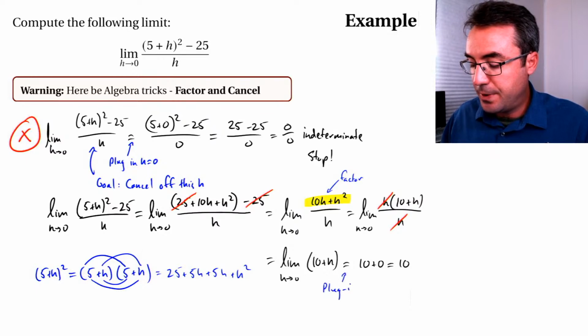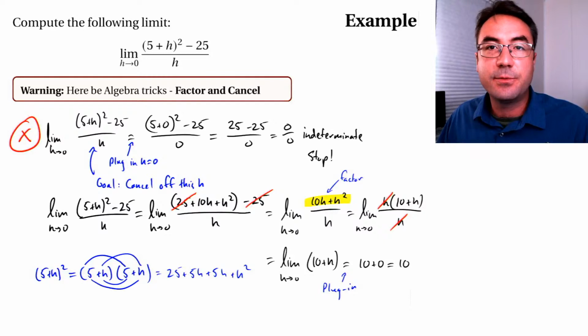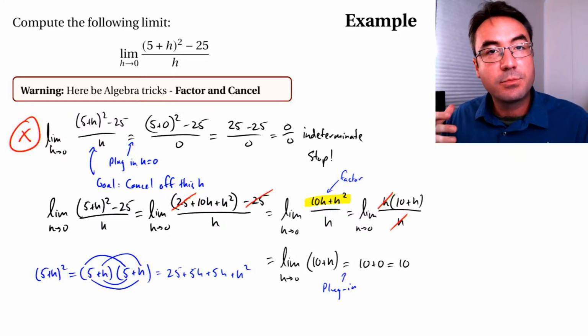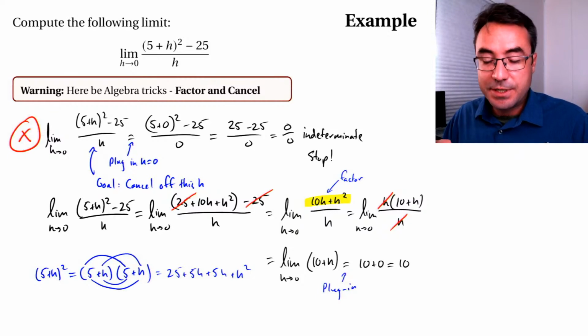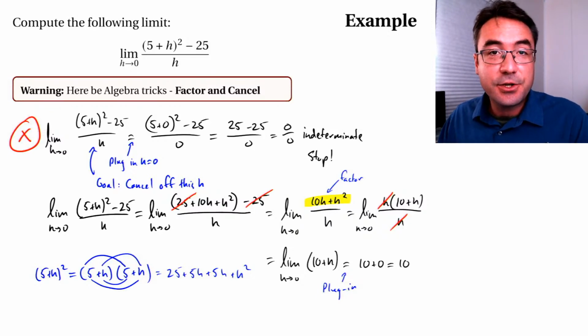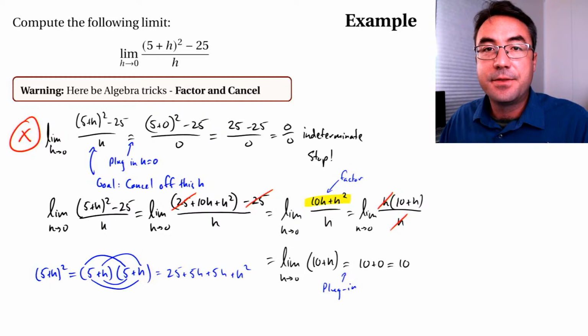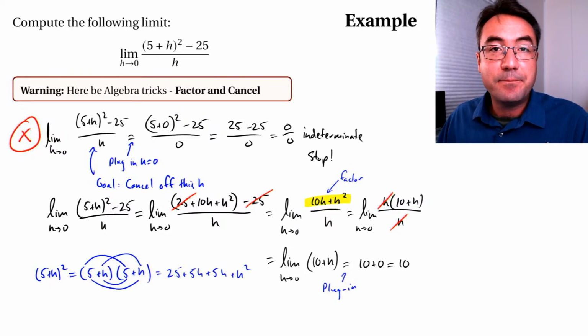So here we're just plugging in. As soon as we do that canceling, the very next thing we try is just plug in and see what you get. If you get a number, good. That's it. That's the answer. And we did get a number there. We got 10. So what we're seeing in this example is we had an indeterminate limit, and the value of it ended up being 10.